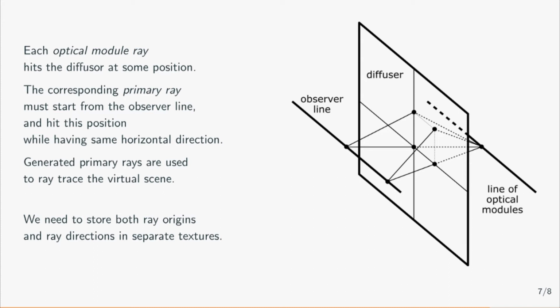In order to apply ray tracing, we need to generate the set of primary rays for each optical module separately. The corresponding primary rays will start from the observer line and go towards the diffuser. They will repeat the path of the optical module rays, but in the inverse direction. Generally speaking, none of the primary rays should share the same origin or direction. Therefore, we need to store the origins and directions in separate textures.